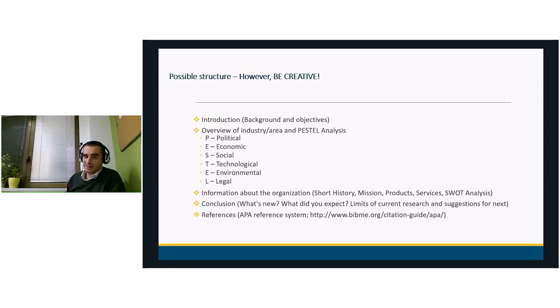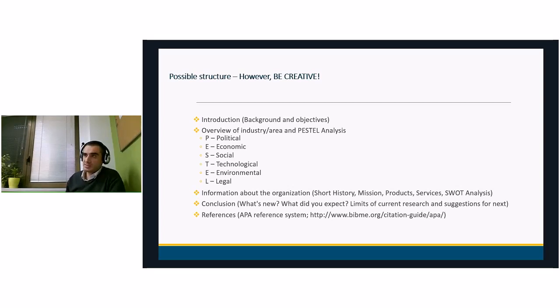And we have the SWOT analysis, which is related to internal and external factors that are crucial for the success of a product or service: strengths, weaknesses, opportunities, and threats. But I think you're familiar with this analysis. And in the end, based on all these sources that you have consulted, you will make a brief conclusion.